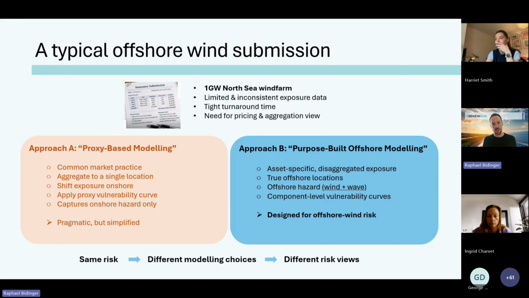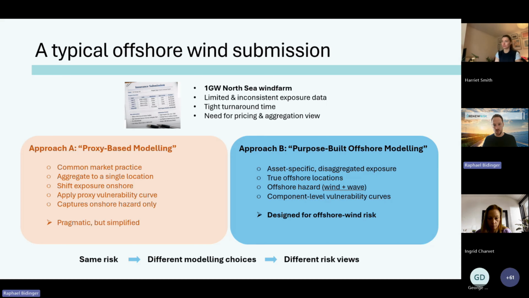So for that case study here, let's assume two different approaches. The first one is what we call the proxy-based modeling approach, and it's a very pragmatic and simplified way of representing the risk. You are just aggregating your exposure information into a single location, moving it onshore, and applying a proxy vulnerability curve. And then the second approach will be the purpose-built offshore modeling approach.